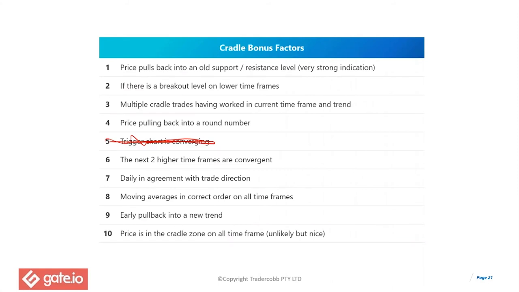When it comes to the bonus factors, my favorite is number 1. Everything else, I don't score it any higher. It's just, for me, if I can have price pulling back into an old level, support or resistance, it's a strong sign. It's the sort of trade that I really want to take. Everything else falls exactly the same. You wouldn't score it any differently, but that's the big dog for me when it comes to the bonus factors.